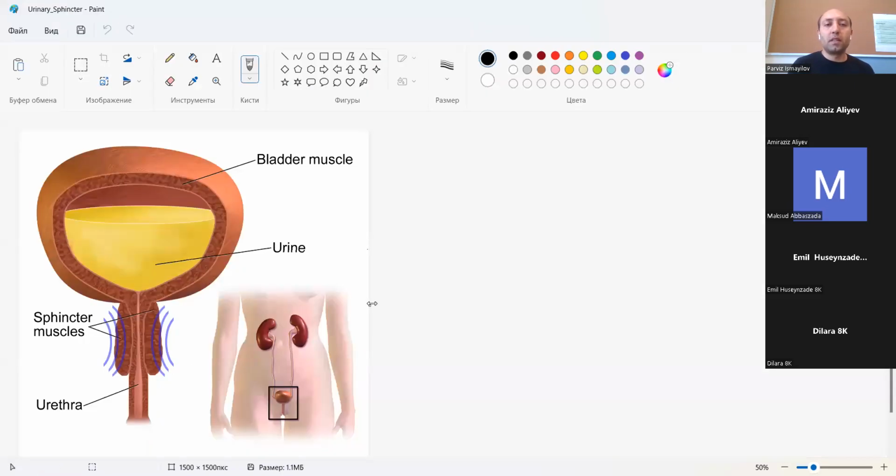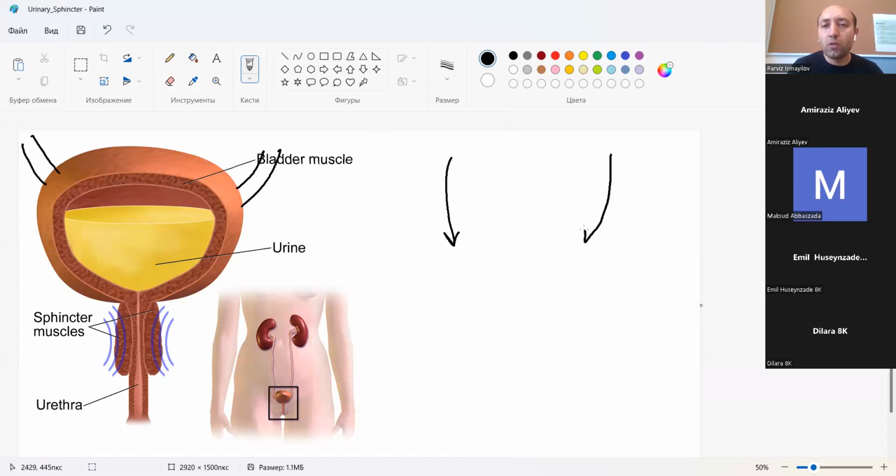So let's look at this picture, guys. Our bladder connects with two ureters. Let's say that this is one ureter, this is the second ureter. Actually, the two ureters join to the pelvis region of the kidney, and they take urine from the kidneys to the urinary bladder. The urinary bladder, you know, is a bag which can store urine for a certain period of time.